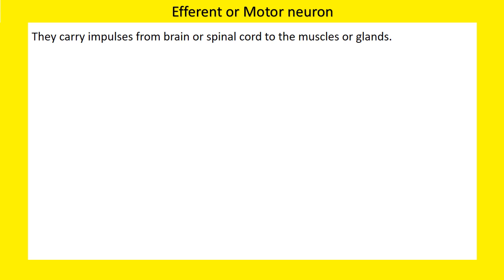Efferent or motor neuron. They carry impulses from the brain or spinal cord to the muscles or glands. So it is vice versa. In the sensory neuron, signals are carried from the sense organs to the brain or spinal cord. But here, the signals are carried from the brain or spinal cord to the muscles or glands. So this was efferent or motor neuron. Let's move on to our next.